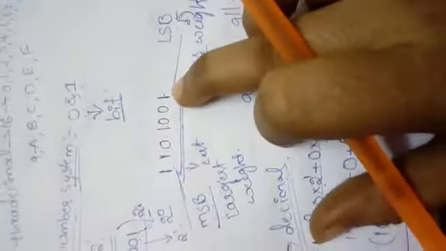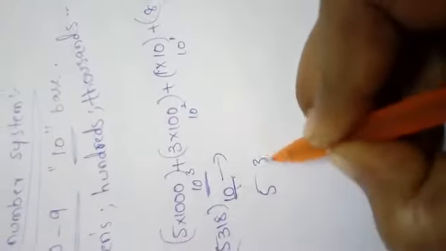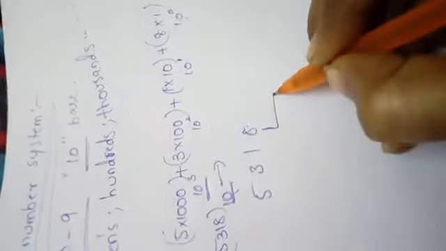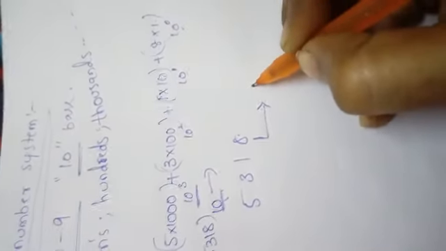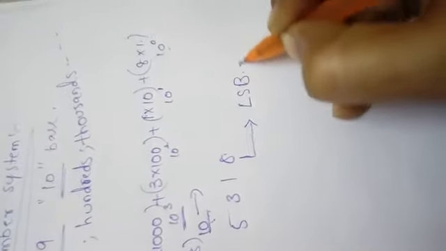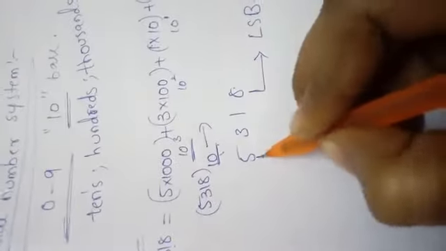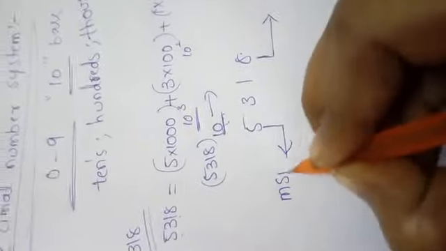Already you know that the rightmost bit we can call the least significant bit, the LSB, and the left side bit we can call the most significant bit. Like that here also, in 5318, the right bit, that is 8, we can call the least significant bit, and the leftmost bit we can call the most significant bit.